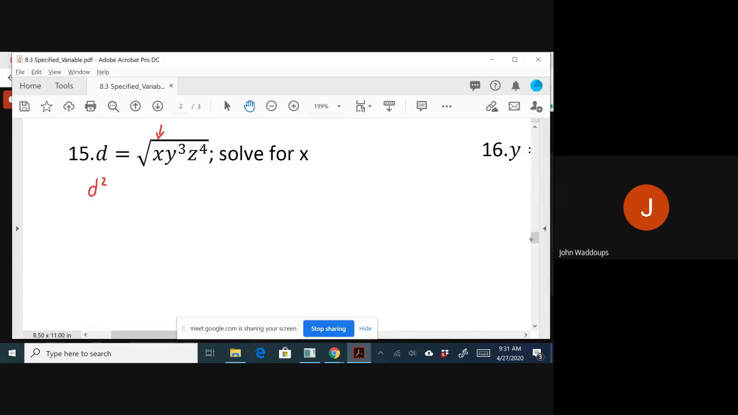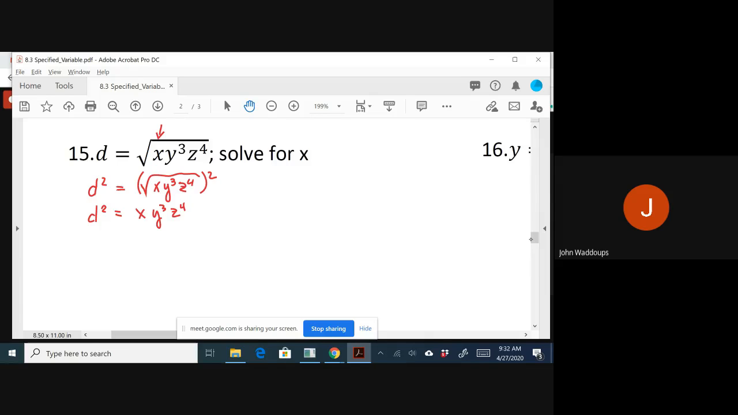D squared equals the square root of x, y cubed, z to the fourth. And we square that. When we square it, it cancels the square root and the square. So then we'd be left with d squared equals x, y cubed, z to the fourth.